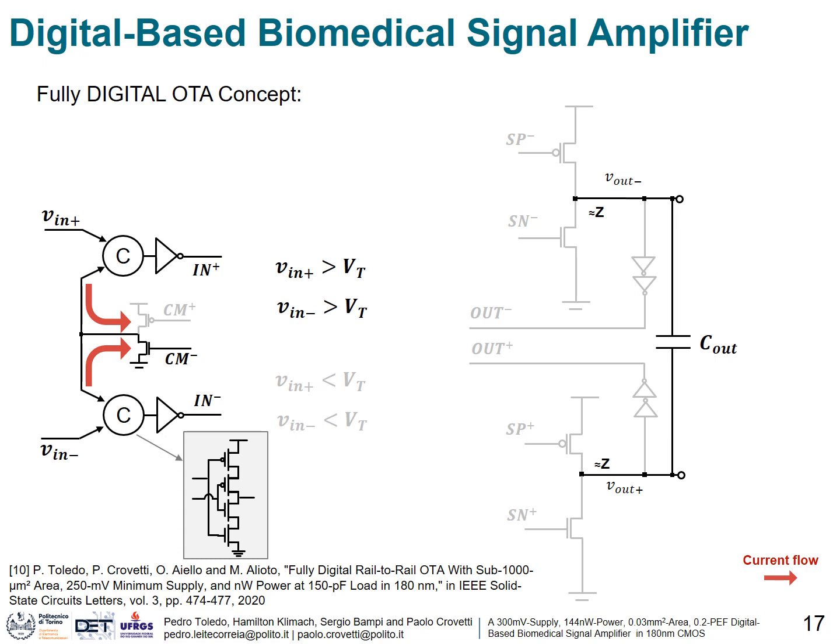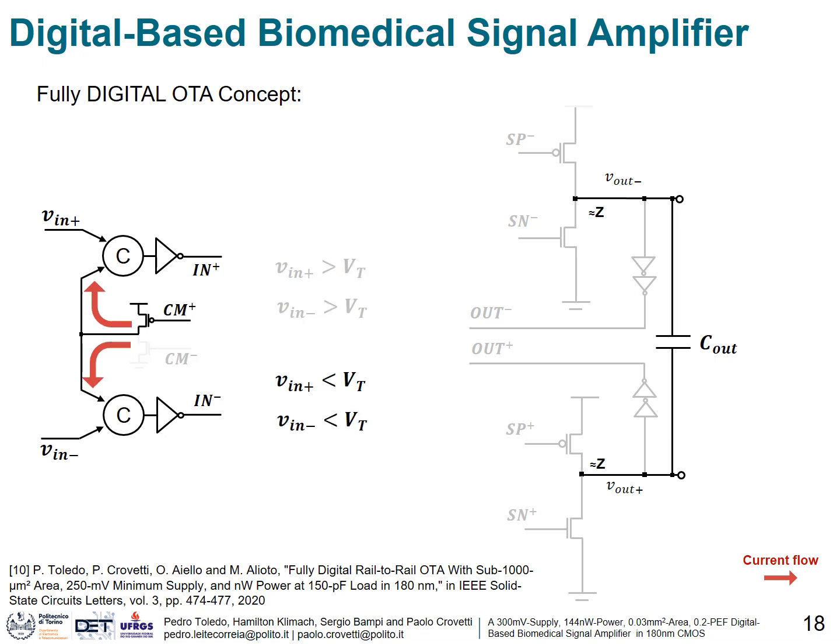In the case of this slide here, when Vn plus and Vn minus are above the Vt, the output of the Muller-C is discharged. Otherwise, it is charged. As a conclusion, the common mode input signal is fixed similarly to what is done in the analog version.